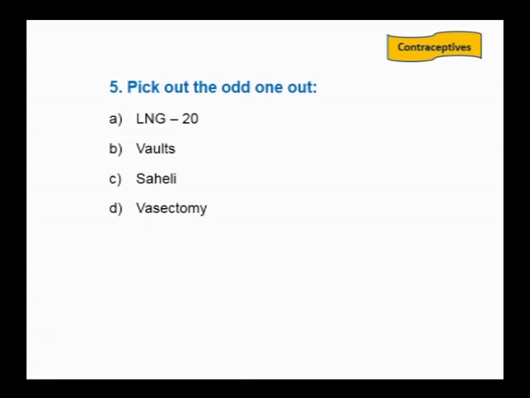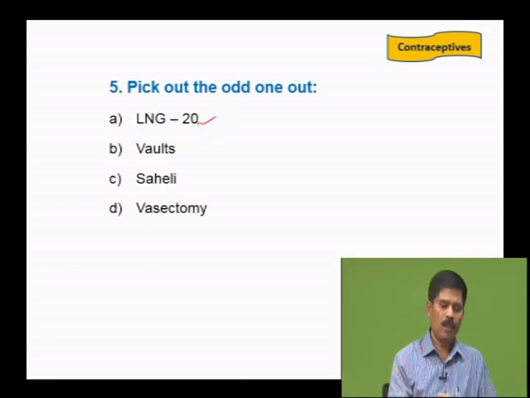Pick out the odd one out. LNG, it's a hormonal IUD. Lippes loop, it's a barrier method for female. Saheli, it's an oral pill for female. But vasectomy is for male. It's a sterilization procedure in male. So the other three belong to female, and these are the contraceptive methods in females, but this is in case of male. So therefore, the right option is D.